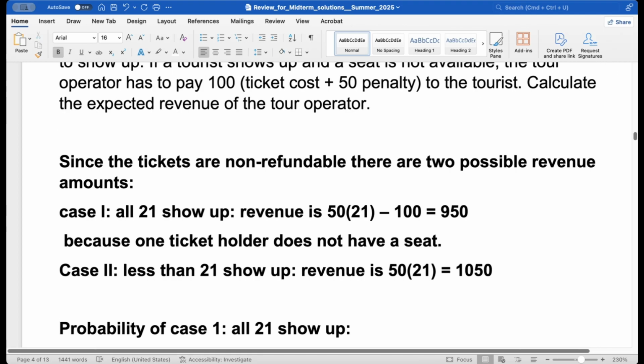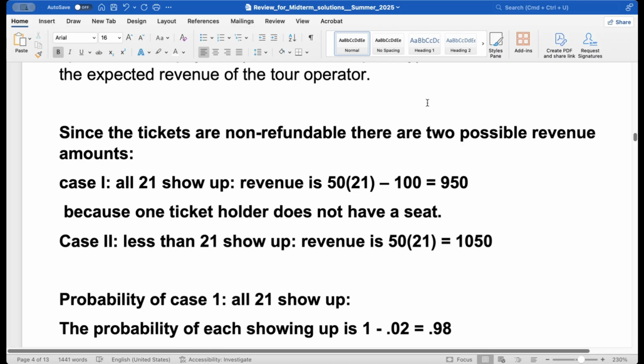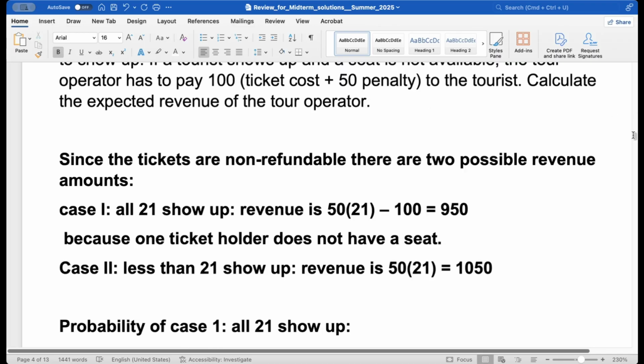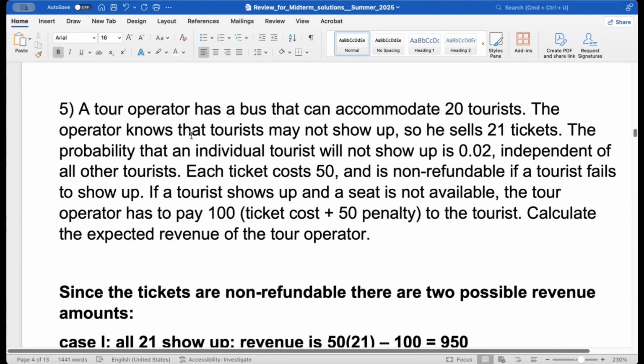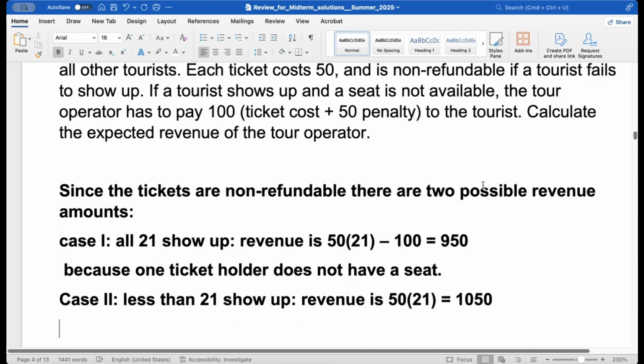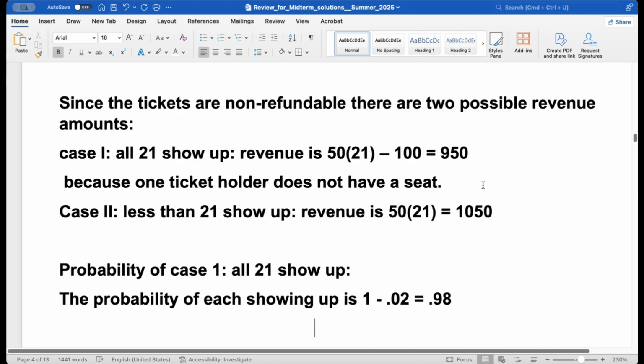So, what's the probability that everyone shows up? We were told here that there's a 2% chance that any individual person will not show up. That's 0.02. And it's independent of the other tourists. So we can use a binomial situation here. It's your call on which one you want to call P or Q. We're making P be the probability of showing up, which is 0.98.